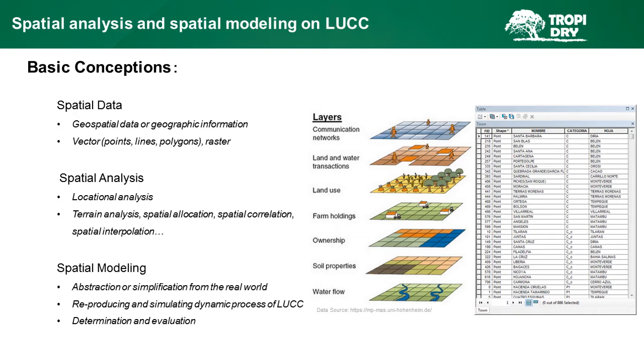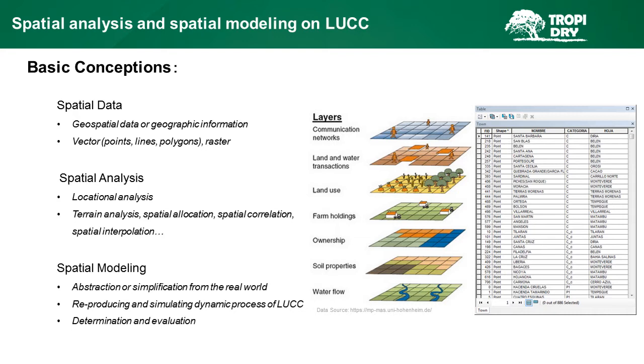Spatial analysis is also called locational analysis. This is a type of geographic analysis which seeks to explain patterns of human behavior and its spatial expression in terms of mathematics and geometry. And it is composed of terrain analysis, spatial allocation, spatial correlation, spatial interpolation, and so on. I will introduce them later.